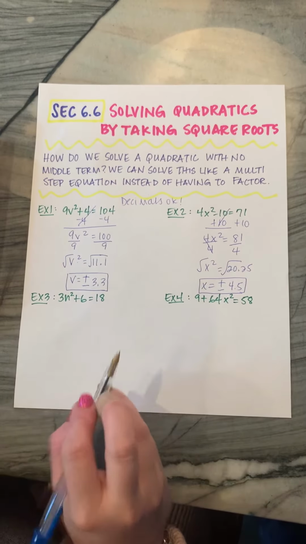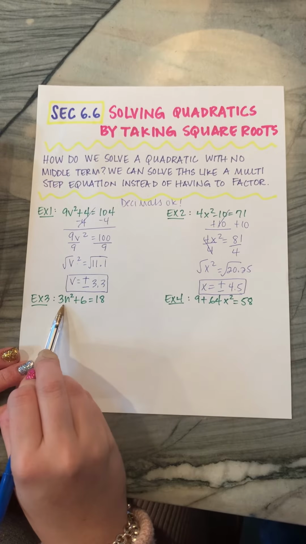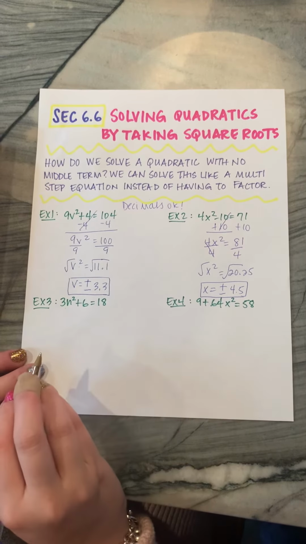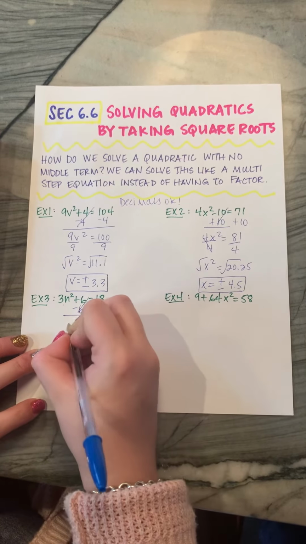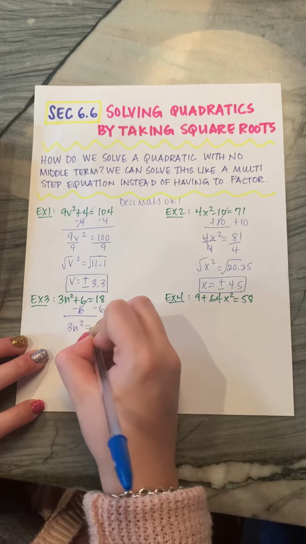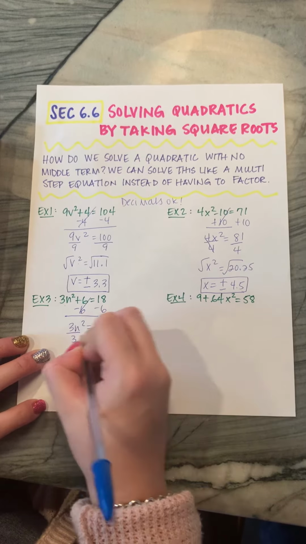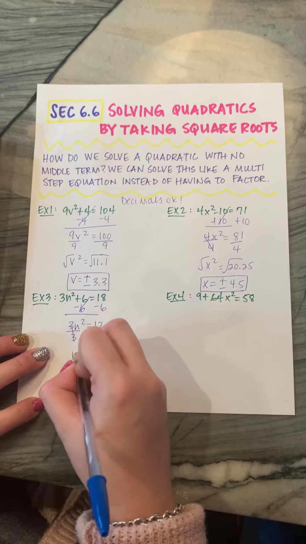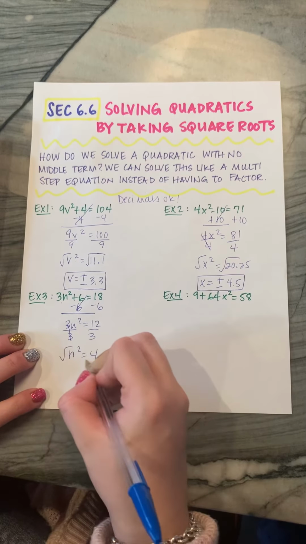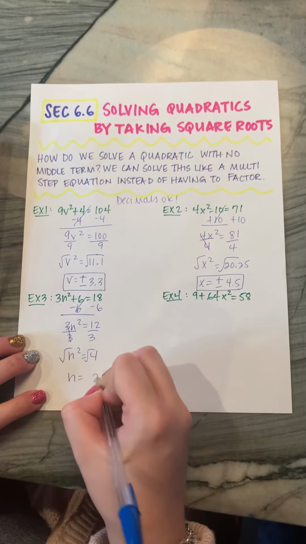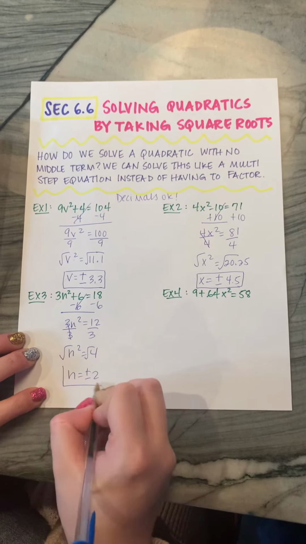Okay, so a couple more of these. In example 3, this time we have 3n squared plus 6 equals 18. So we are going to subtract 6 on both sides and get 3n squared equals 12. Then we can divide by 3 and get n squared equals 4. Now this time we're not going to get a decimal. The square root of 4 is 2, but we have that plus or minus in front.